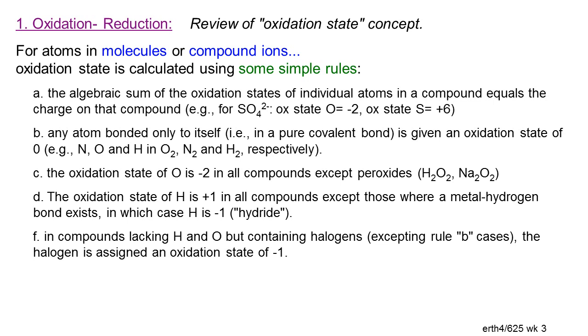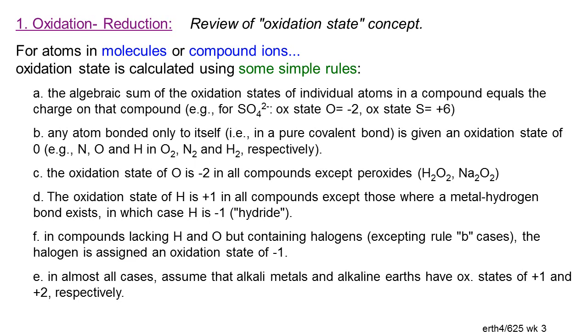Compounds lacking hydrogen and oxygen but containing halogens, except in case B, which are halogens bound to themselves, such as chlorine gas, Cl2, in which case chlorine would be assigned 0. In all other cases, the halogen is assigned an oxidation state of -1. This only applies when we don't have oxygen. There are cases where a halogen can be bound to oxygen and the halogen doesn't have a charge of -1. So rule F really only works as a rule of thumb in molecules that have halogens and don't have hydrogen or oxygen.